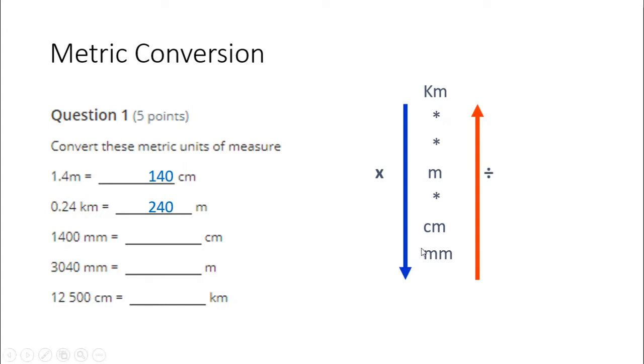Millimeters to centimeters, as you can see here, we're going up the scale this time. We're going 1 step up the scale, so that's dividing by 10 just once. So I just need to take off one of these zeros when I divide by 10.